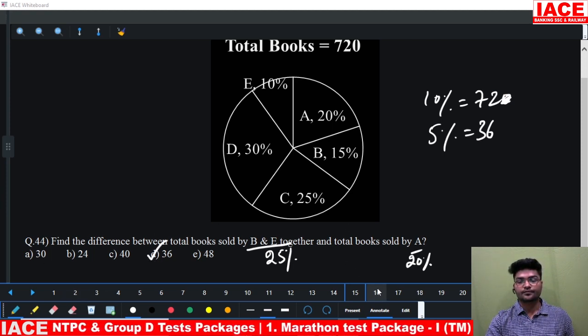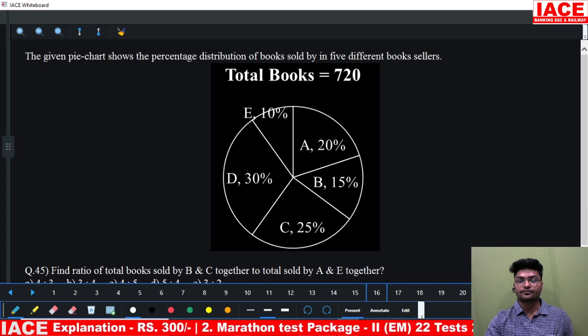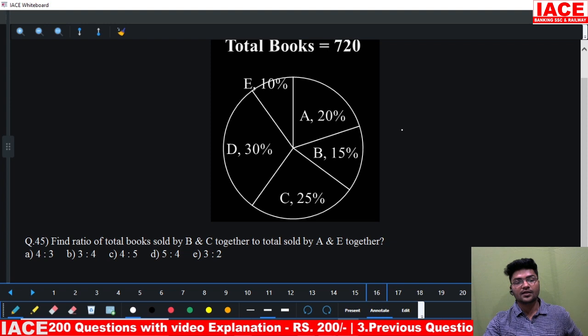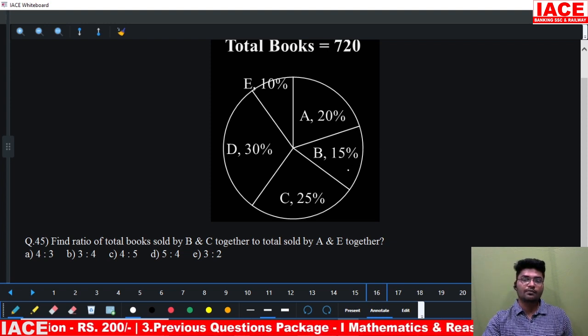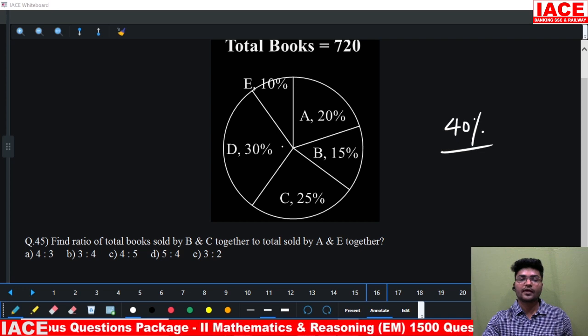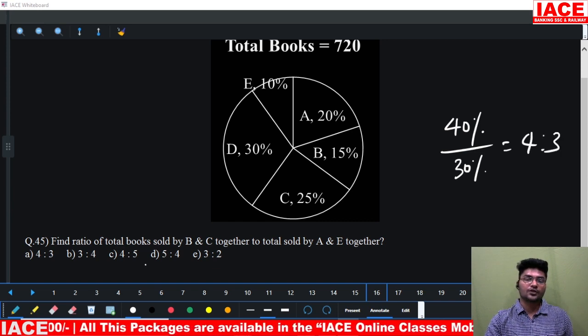Next question. Question number 45. Find the ratio of total books sold by B and C together. B and C together, how much are they selling? They are selling 40%. To total books sold by A and E together. A and E together, how much are they selling? 30%. The ratio is how much? 4 is to 3. Option A is the correct answer.